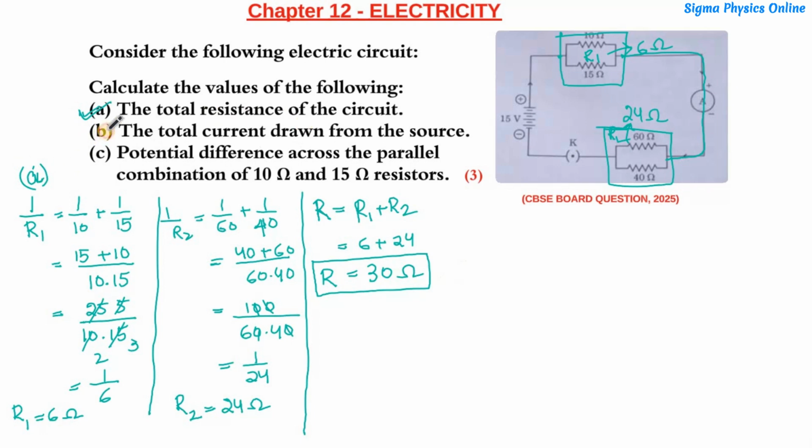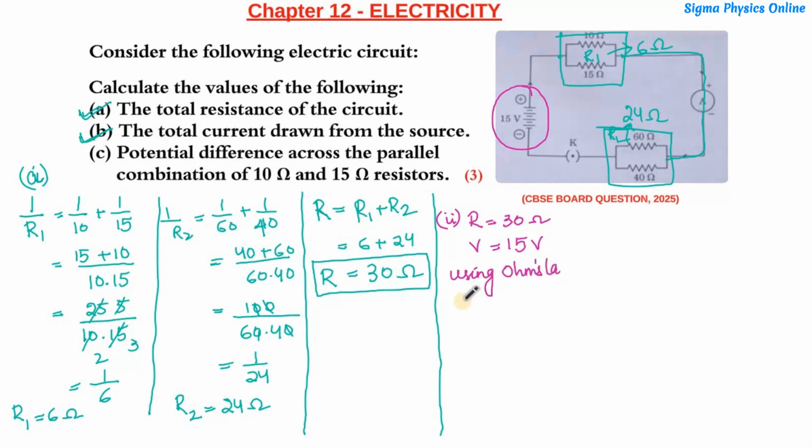Now we'll find out the total current drawn from the source. For finding out the total current drawn, we have to apply Ohm's law. So let's apply Ohm's law and find out the current drawn from the source. We know that the total resistance of the circuit is 30 ohm and the value of the potential difference of the circuit given over here is 15 volt. So I write here 15 volt.